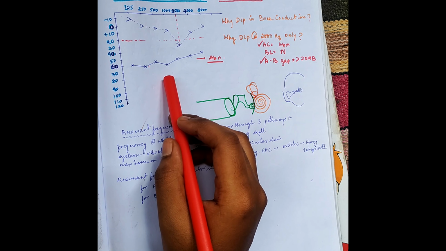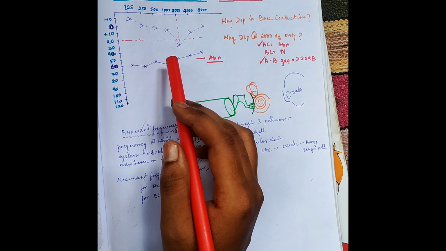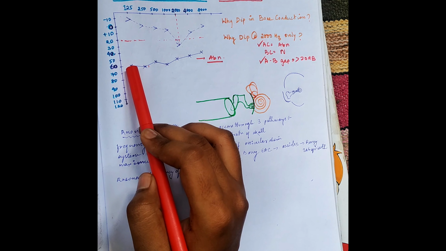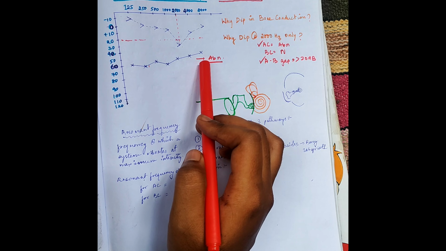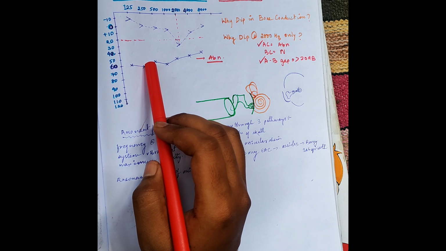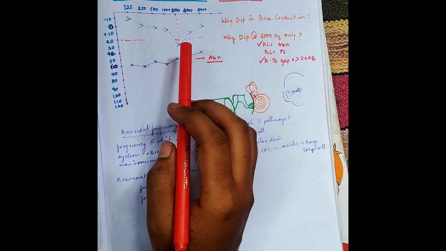The air conduction curve is depicted by a continuous line, and because we are depicting the X here, it is of the left ear. We see that the air conduction curve is falling below 20 decibels, so it is abnormal. What about the AB gap? Yes, we are seeing an AB gap of more than 20 decibels. This graph is showing an AB gap of around 40 decibels. So yes, there is an AB gap.